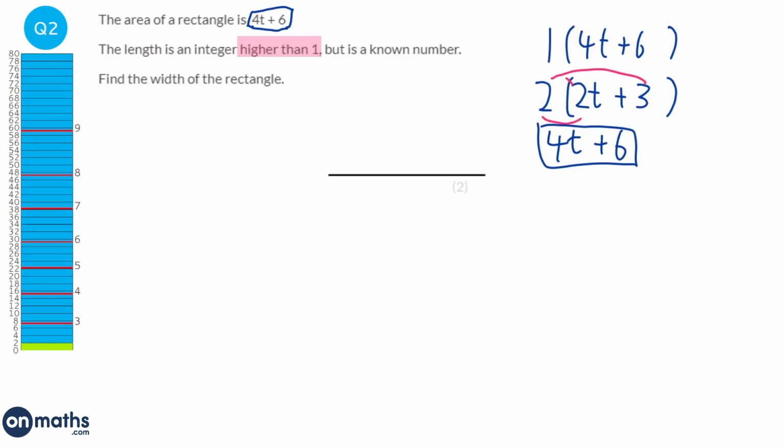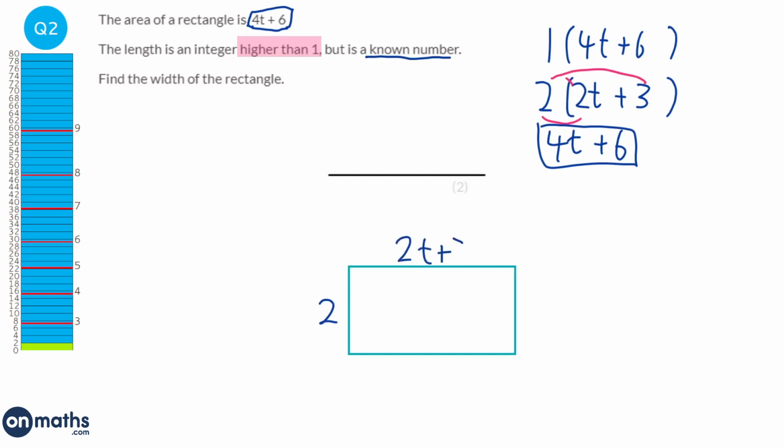So we know that 2 times 2t plus 3 works. In fact, it's the only one that works with it being an integer. So we therefore know that the known side, because it says it's a known number, is 2. And the other side will be 2t plus 3. And then when you multiply them together, you get the area of 4t plus 6.